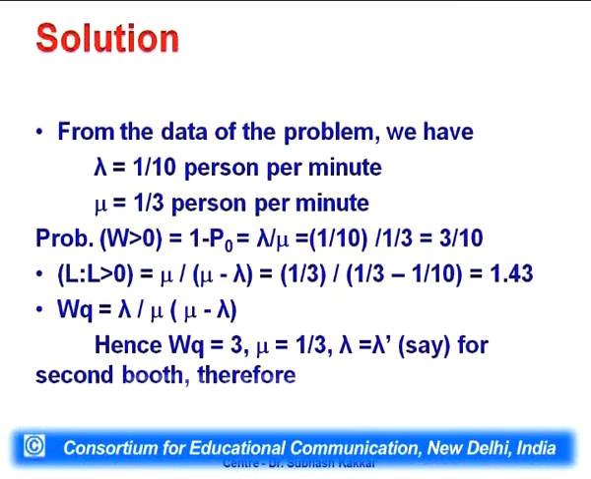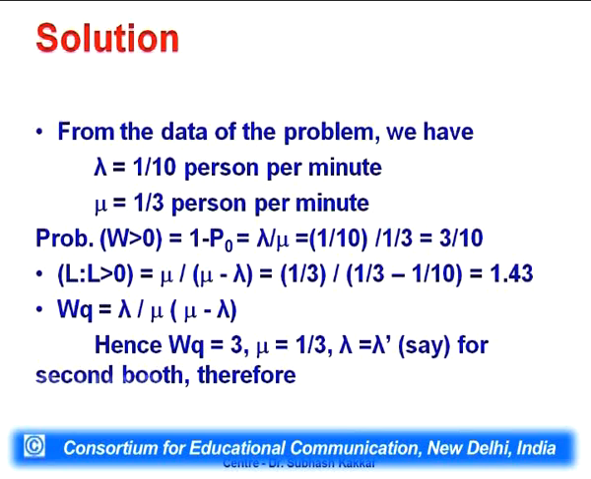Non-empty queue means the queue is there. We want to know that probability. Then the answer, where L is greater than 0, is mu divided by mu minus lambda, which is equal to 1 by 3 divided by 1 by 3 minus 1 by 10. After simplification, the answer is 1.43.